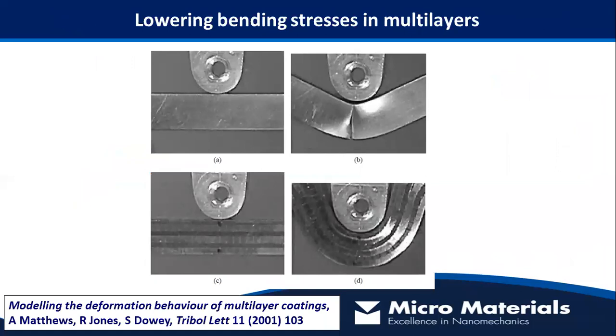Alan Matthews has shown quite nicely that these multi-layers are subjected to lower bending stresses. This is a very nice macro scale example from about 20 years ago now, where in a beam bending test, essentially at a certain strain level, the beam fractures. But when you compose this beam not of a monolayer but of a multi-layered system, it's able to withstand much higher bending strains without breaking, in this case.